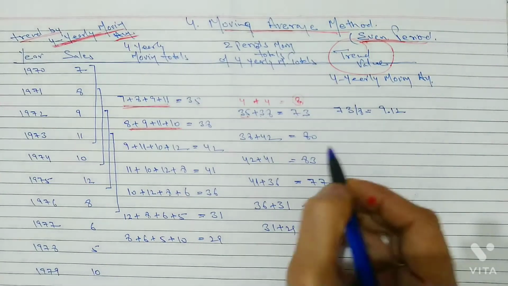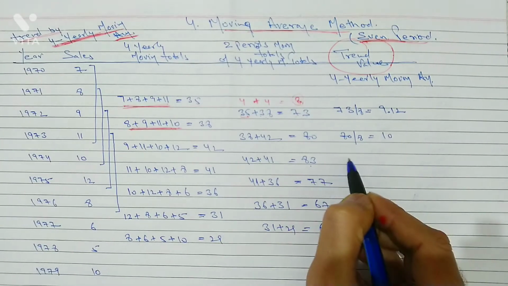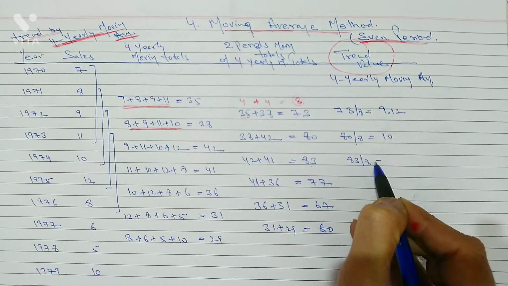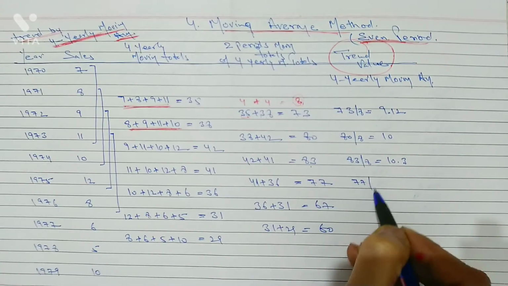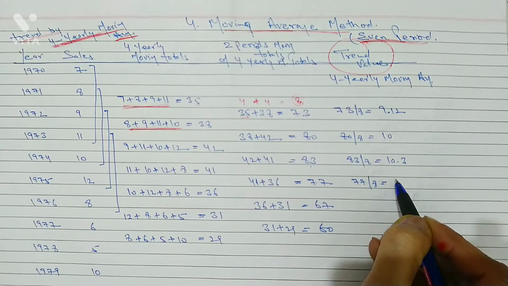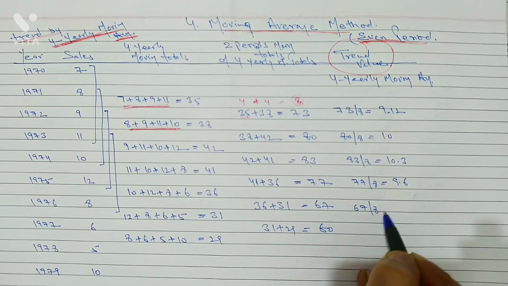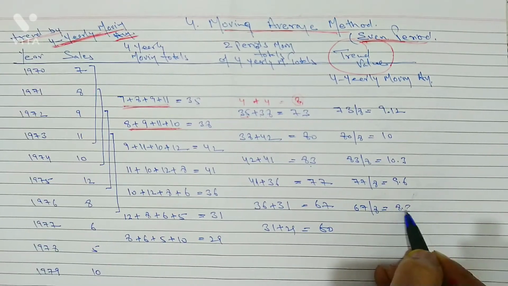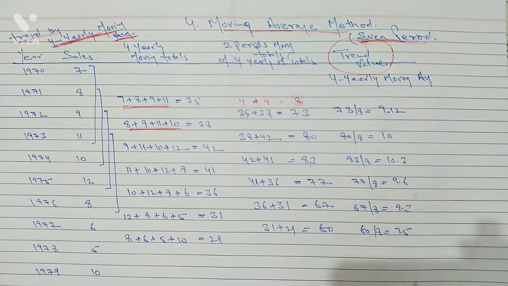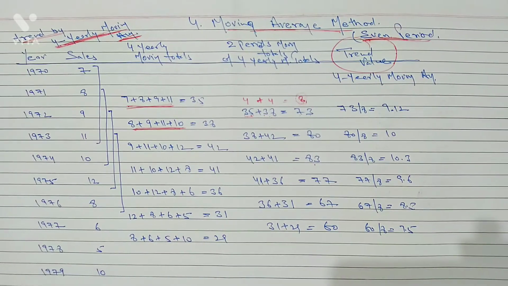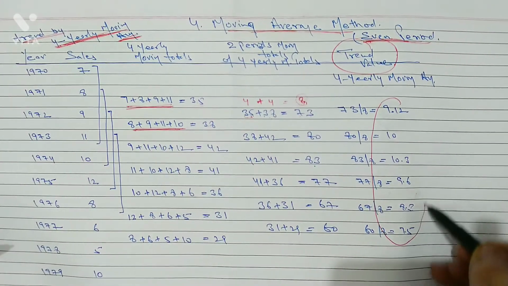9.12. Then 80 divided by 8, 10. Then 83 divided by 8, 10.3. Then 77 by 8, 9.6. Then 67 divided by 8, 8.3. Then 60 divided by 8 comes out to be 7.5. These are our trend values.